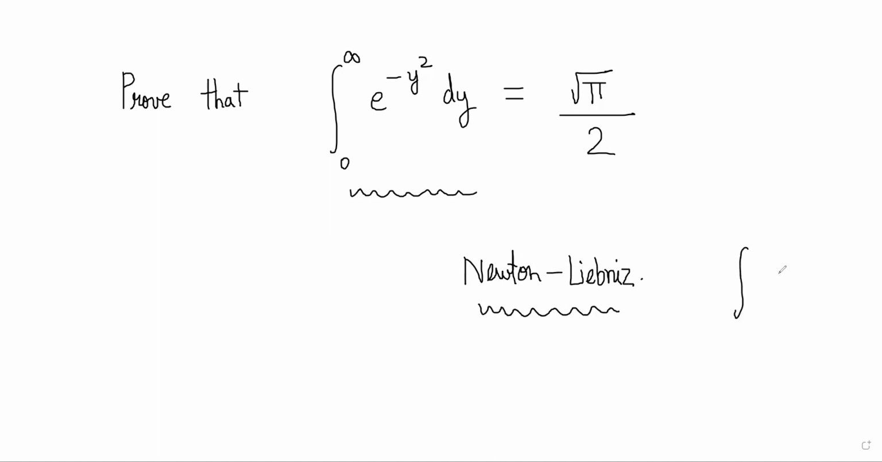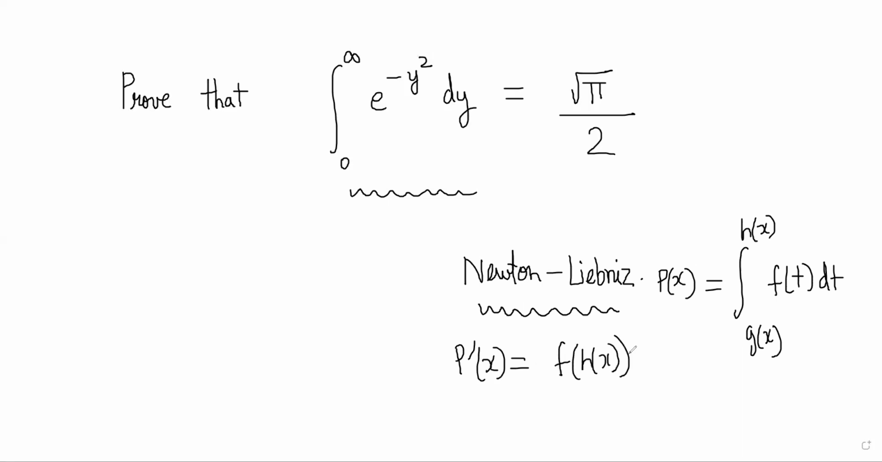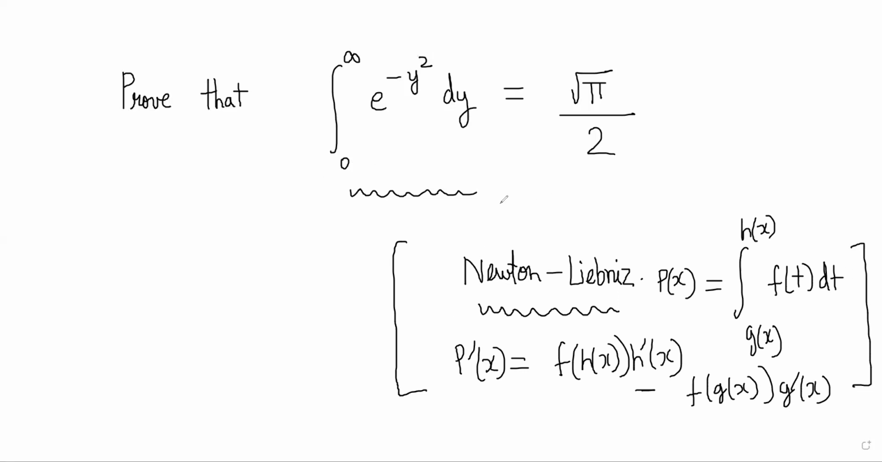So if you have something like this, integral of f of t dt with limits h of x and g of x, then this comes out to be a function of x, and we know how to differentiate this. P dash x is basically f of h of x, h dash x minus f of g of x, g dash x. So this is the Newton-Leibniz method of differentiating an integral. And we are going to show you a nice way by which you use this to get the proof of this integral, right? So let's get started.